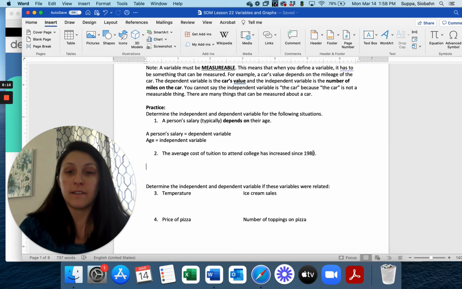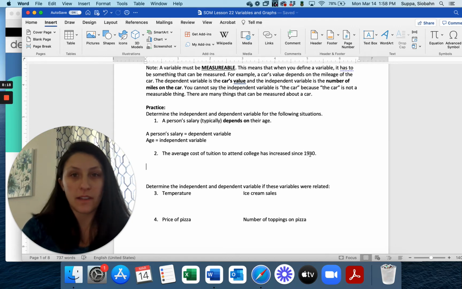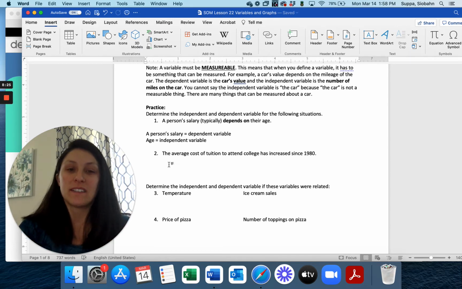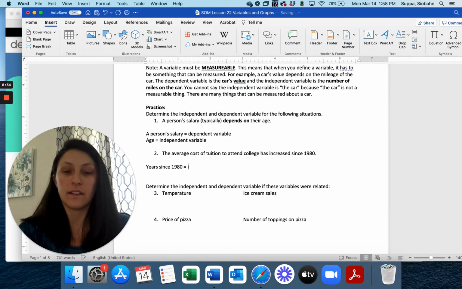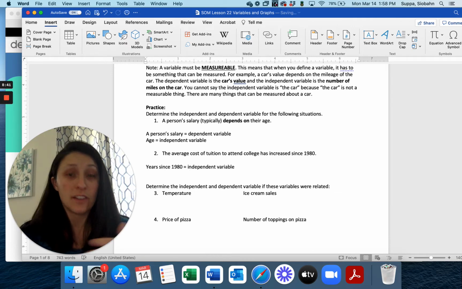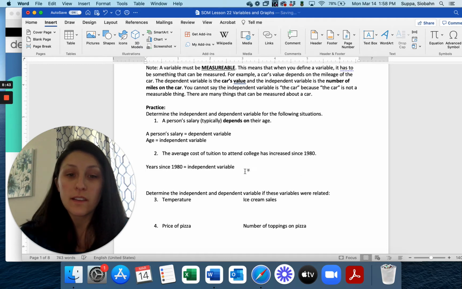Well, usually when I think of time, that's not something that I can control, right? Like the years are going to pass. I can't stop time. So this means that the years since 1980 is the independent variable. The years will just keep counting, right? Whether I study something or not, the years are going to continue. So nothing affects the years since 1980.